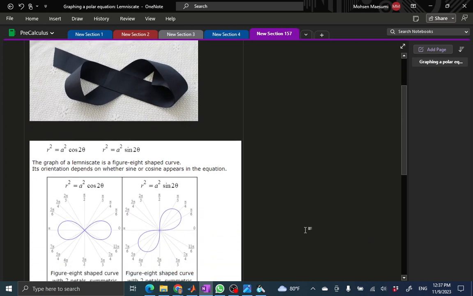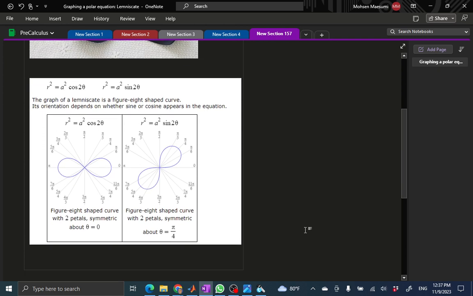The two cases that we are going to look at, one is built with a cosine, the other one with a sine, as you see here. So r squared is equal to a squared cosine of 2 theta, or r squared is equal to a squared sine of 2 theta. As usual, the radius of the figure is a.